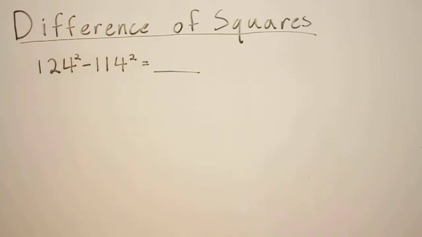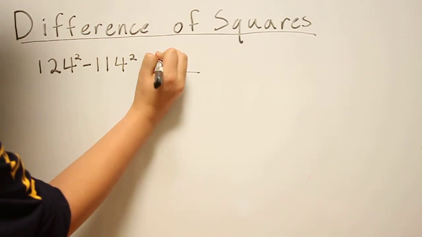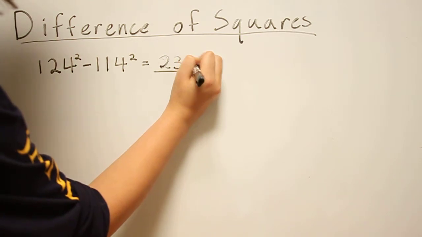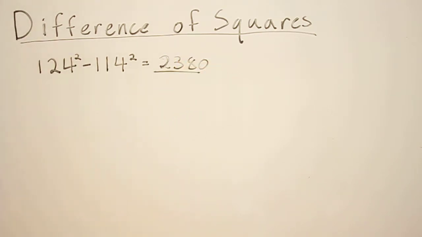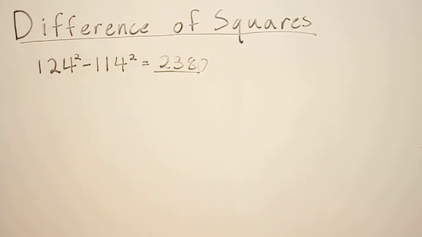Say you are asked to calculate 124 squared minus 114 squared. What would you do? Running away screaming is an option, but you could also just think for a few moments and figure out that the answer is 2,380. Oh, 80. Yeah, 80. Believe it or not, I did not figure that out before making this video.